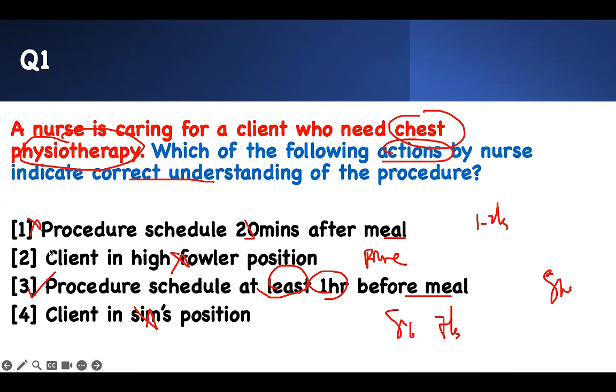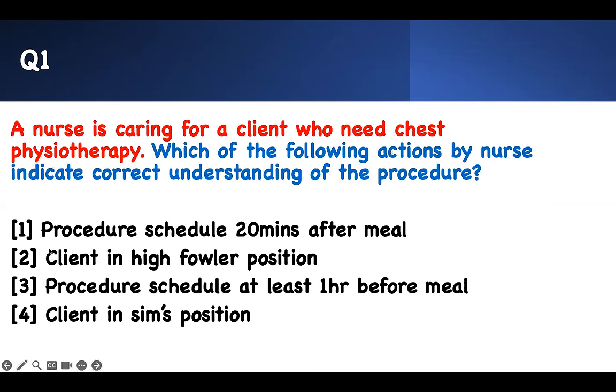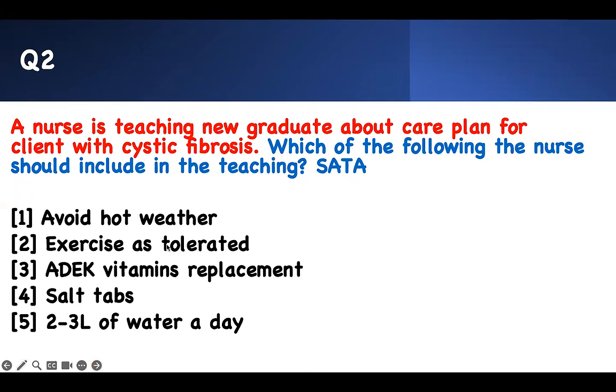I just want to give you ideas of what I would see they will usually be asking. That's why I said the question this way, to confuse you a little bit, right? Which of the following should the nurse include in the teaching? You see the way I answer the question, I go back to the buzzword from the back. Which one should you include? What is the problem? A nurse is teaching a new graduate about care plan for a client with cystic fibrosis. You know cystic fibrosis patient, that is the buzzword. What should you include in your care plan?